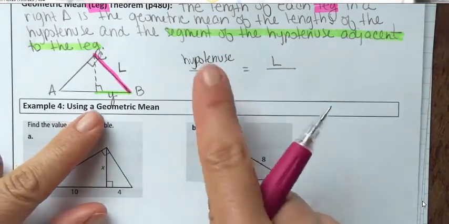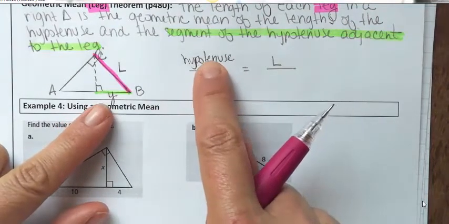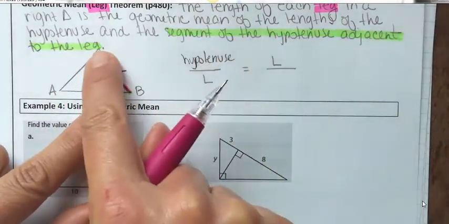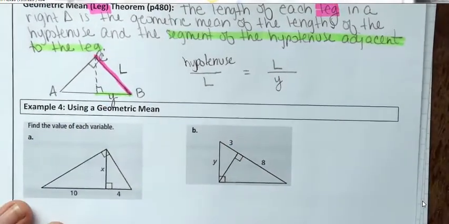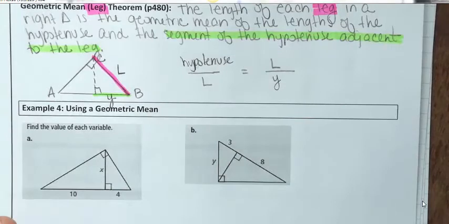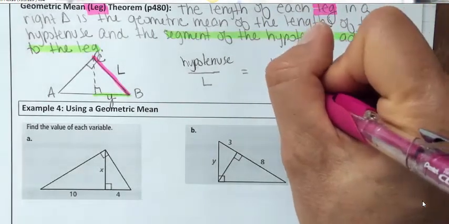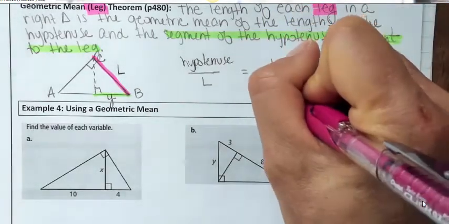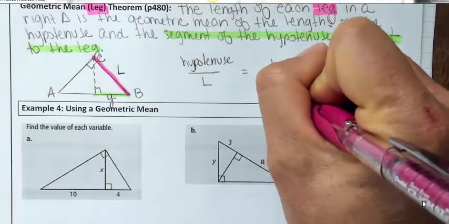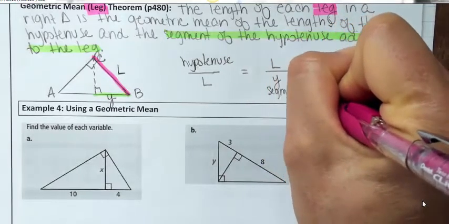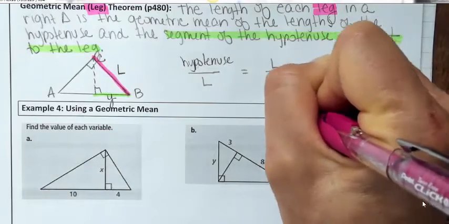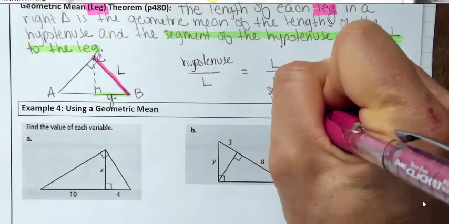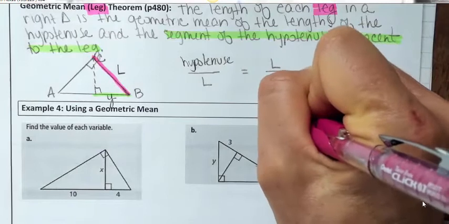So it's the geometric mean with the entire hypotenuse and the segment of the hypotenuse adjacent to the leg. So that's the y. I'm going to go ahead and write out a description of what I mean by that. So y is the segment of hypotenuse adjacent to leg. Means it touches.